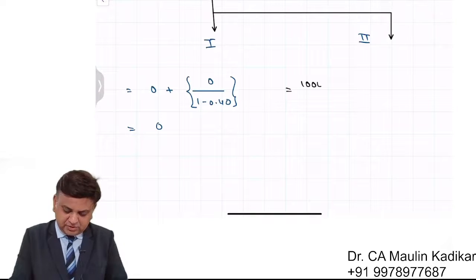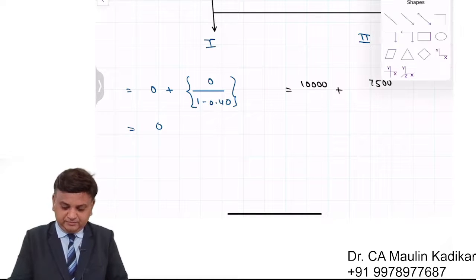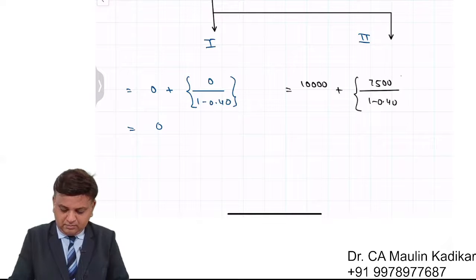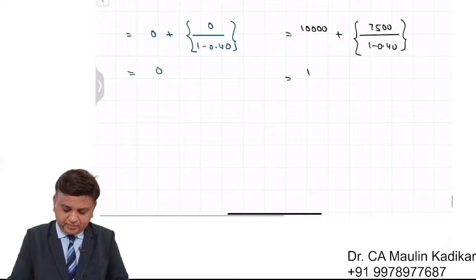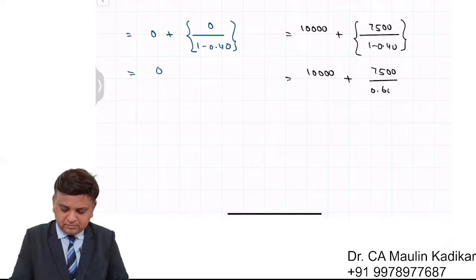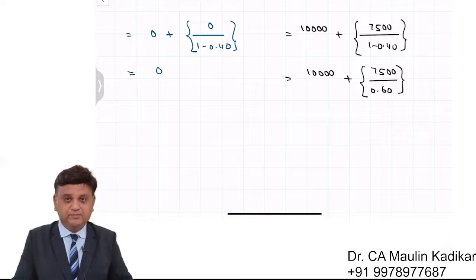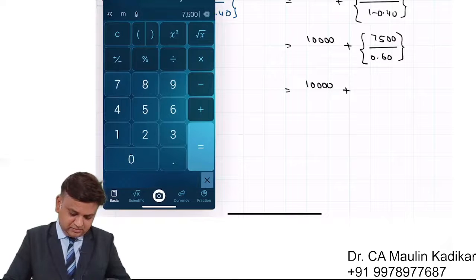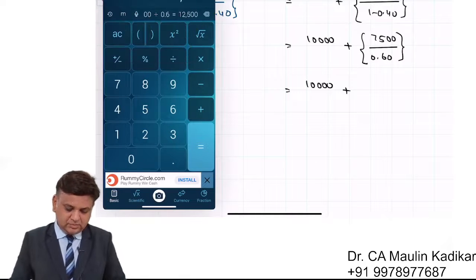Amount of interest is 10,000. Amount of preference dividend is 7,500 divided by 1 minus tax rate. So it is 10,000 plus 7,500 divided by 0.6. The answer is 22,500.